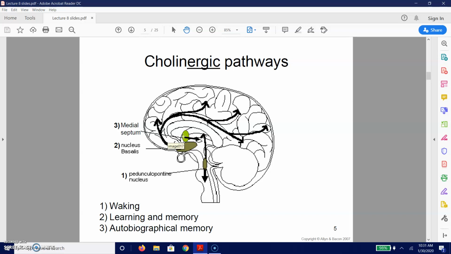Now, the take-home message here is that there are multiple regions that produce acetylcholine, and depending on the areas that these regions project to, you're going to get different behavioral effects. And the more widespread these pathways are, the more variety of behavioral effects you're going to see.